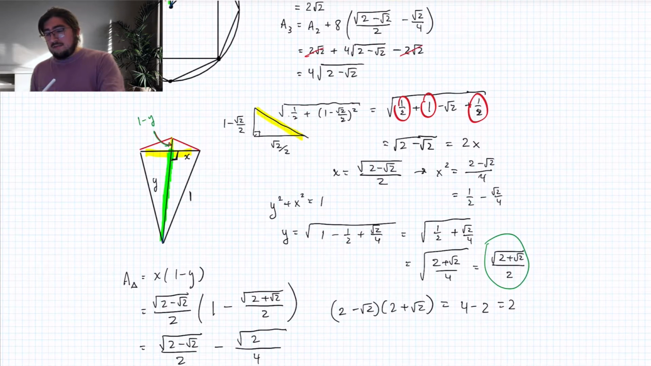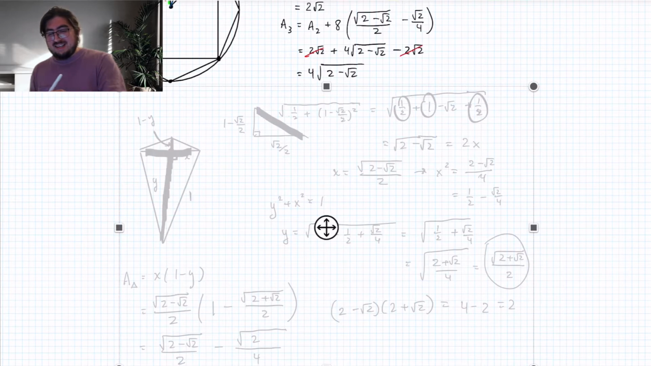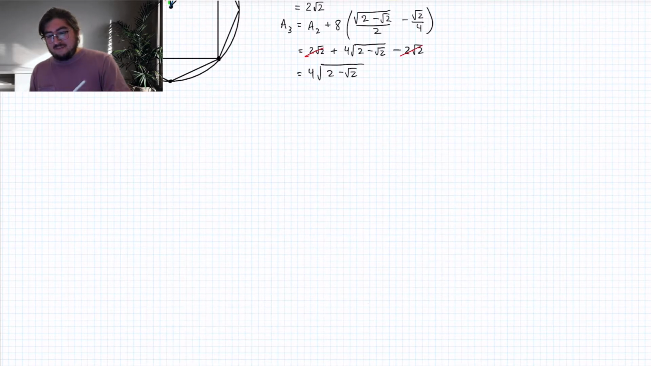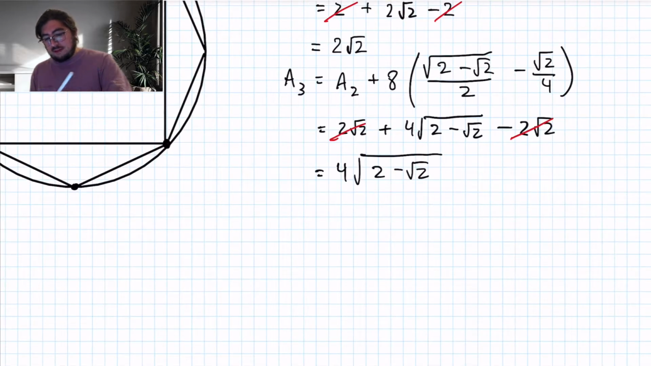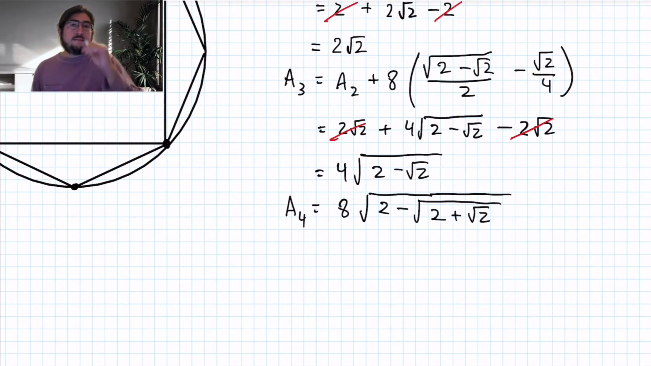It's something I did, and it's a lot of fun. At least that's the right way to take it. It's all fun, okay? But I'll just tell you what you end up getting, just so you can check. So for A4, you'll get 8 times the square root of 2 minus the square root of 2 plus radical 2. That's what you'll end up getting.